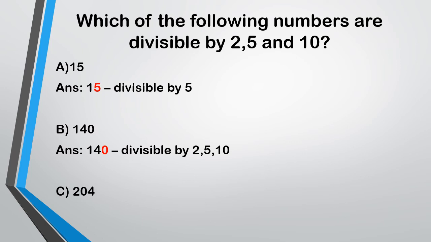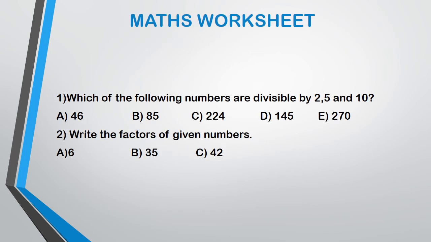Then 204. What is the last number here? 4. So it is an even number, no? So it is divisible by 2. If a number ends with 4, is it divisible by 5 or 10? No. Okay. So it is divisible by 2 only. Okay. I gave this one as homework. Do the sums and send.